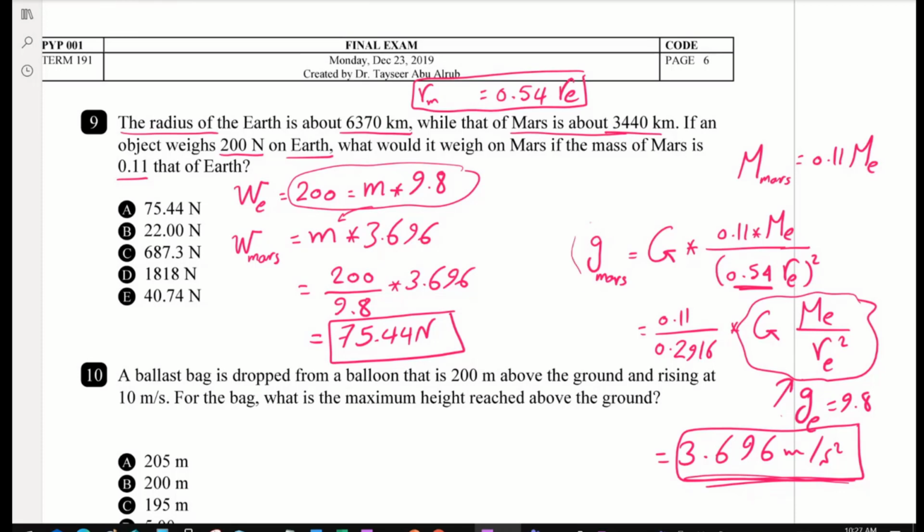So at the beginning, we need to get a relation between the gravity of Mars and the gravity of Earth. And then we can substitute it back in this equation.